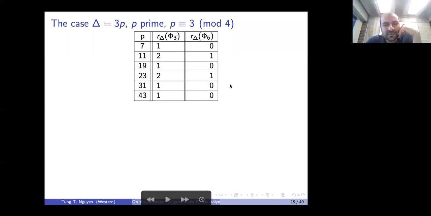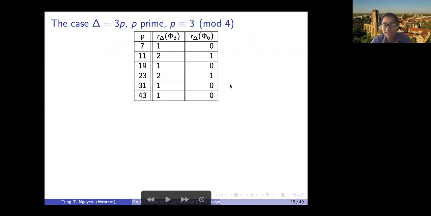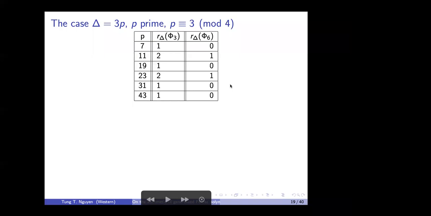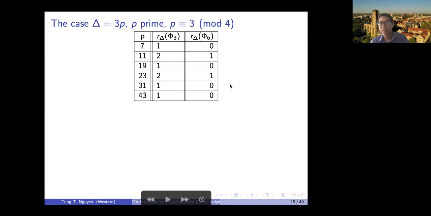Multiplicity for phi6 is 1 less than phi3. Yes, this is always the case. So when the prime is 1 mod 3 and 2 mod 3, it's different? Exactly. So that is exactly the pattern.